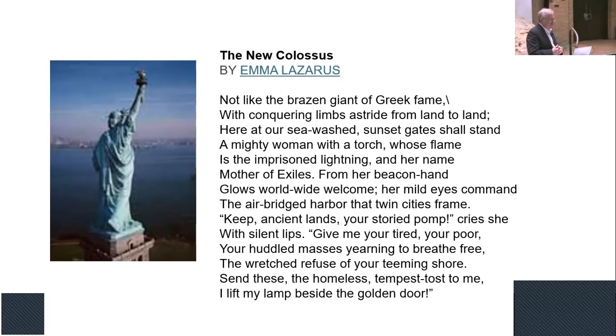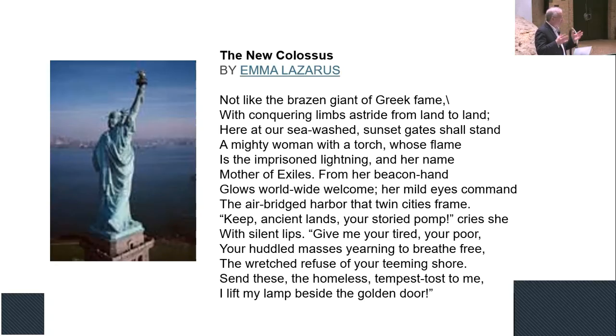Not like the brazen giant of Greek fame, with conquering limbs astride from land to land, here at our sea-washed, sunset gate shall stand a mighty woman with a torch, whose flame is the imprisoned lightning, and her name, Mother of Exiles. From her beacon hand glows worldwide welcome. Her mild eyes command the air-bridged harbor that twin cities frame. Keep, ancient lands, your storied pomp, cries she with silent lips. Give me your tired, your poor, your huddled masses yearning to breathe free, the wretched refuse of your teeming shore. Send these, the homeless, tempest-tossed to me. I lift my lamp beside the golden door.